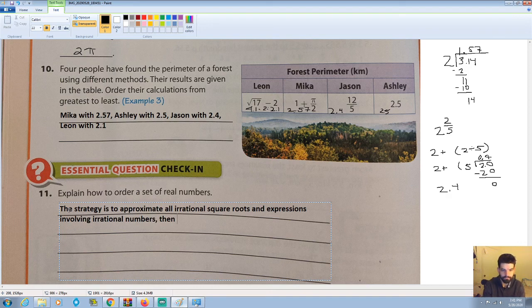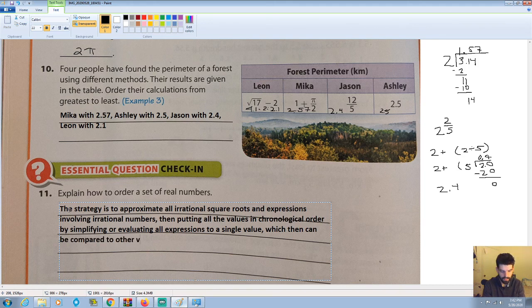Then putting all the values in chronological order by simplifying or evaluating all expressions to a single value, which then can be compared to other values.